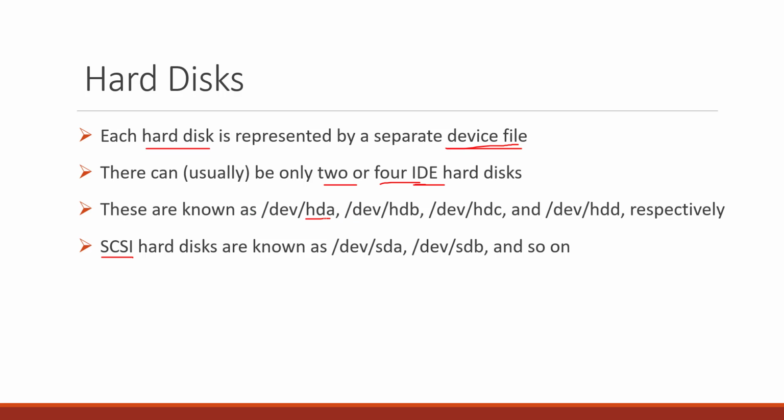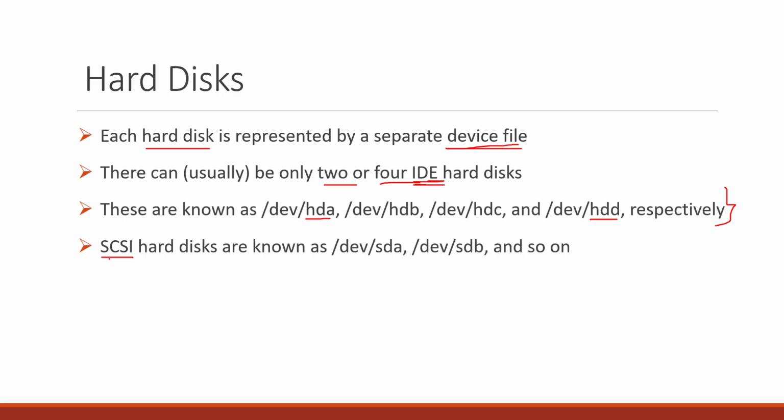So if I have, for example, 4 hard drives in my computer, so one of my hard drives will be HDA1, then HDA, and then the other one is HDB, then HDC, and then HDD, right? So these are 4 IDE hard drives in my computer. You might have only 1, you might have only 2, you might end up having 4.